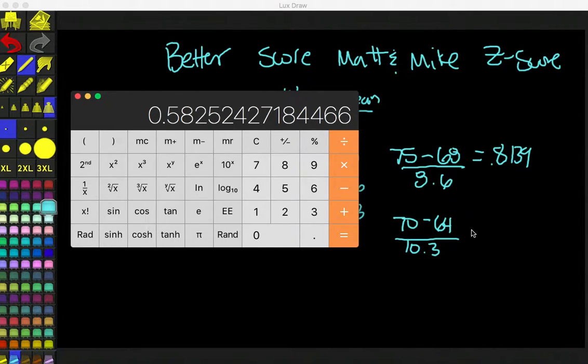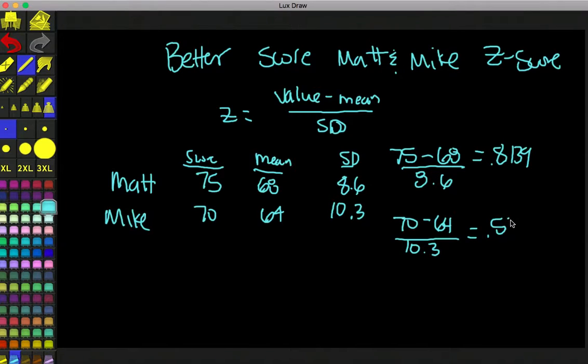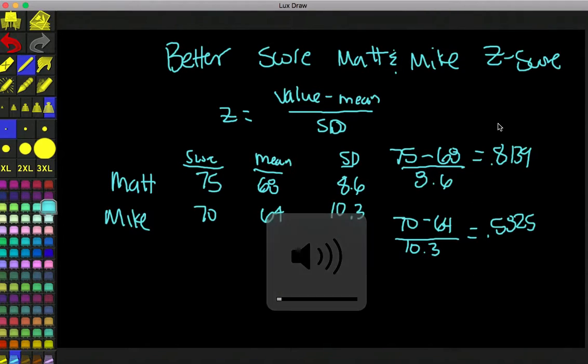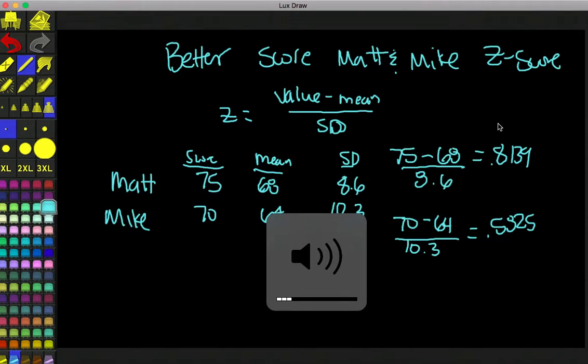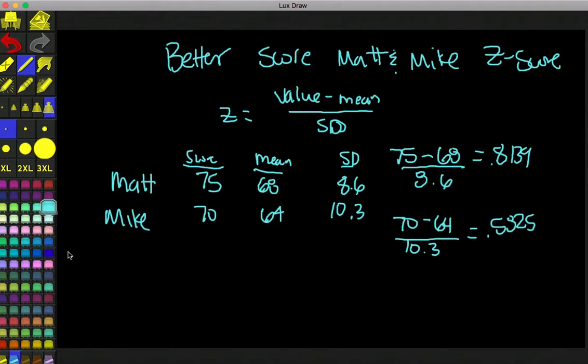And I get 0.5825, okay? So now, this is my z-score. Uh-oh, I just turned my volume down somehow. It was magical, but I bet I did this. Okay, that is my z-score.